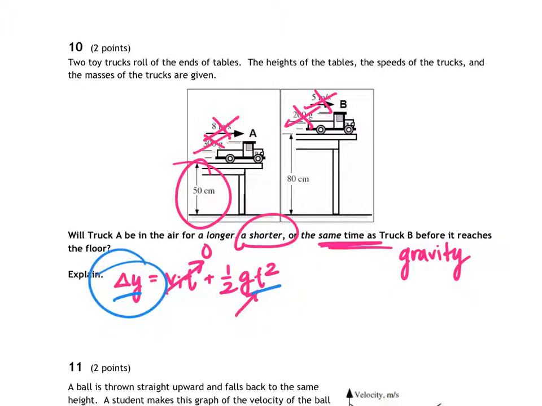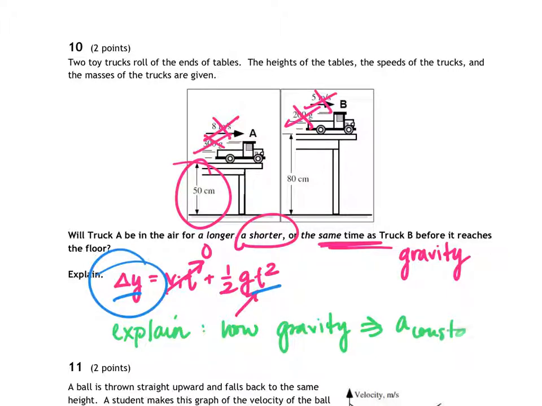There's more than one way to explain or answer this question, so you don't have to show a mathematical answer. You could explain thinking about how gravity works and the fact that it causes a constant acceleration and that's what is changing the position of this object, because it has an initial velocity in the y direction of 0. So there's more than one way to explain this.